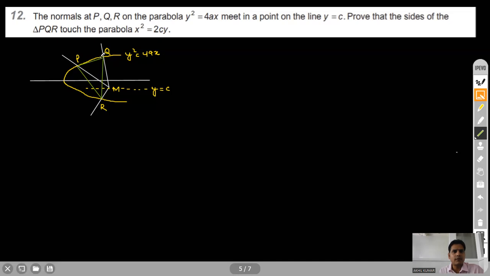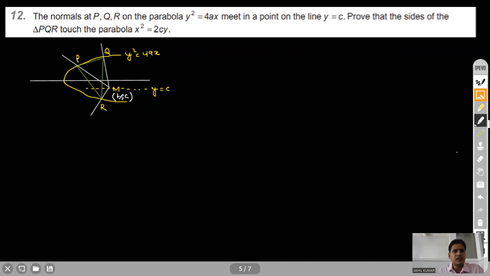So what we can do here: if you see the coordinates of this point, let me assume it as H comma K, but it is H comma C, because its Y coordinate is lying on Y equal to C. So H comma C will be the coordinates of this point.